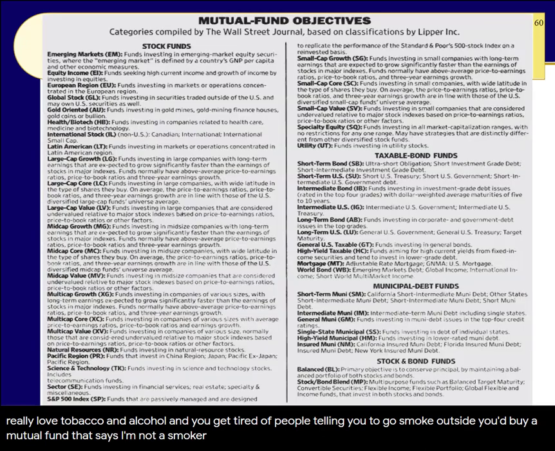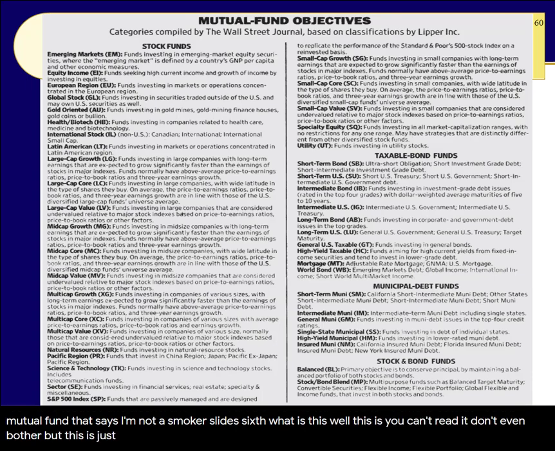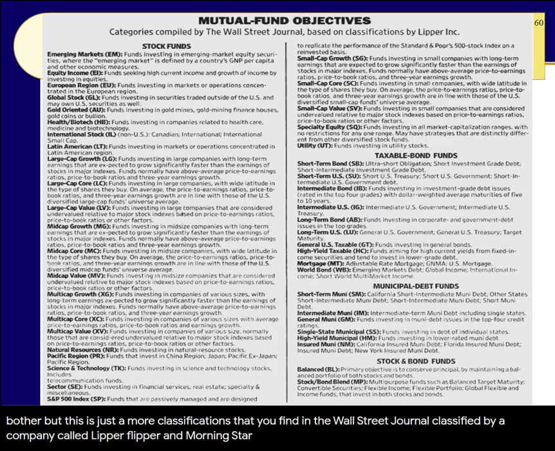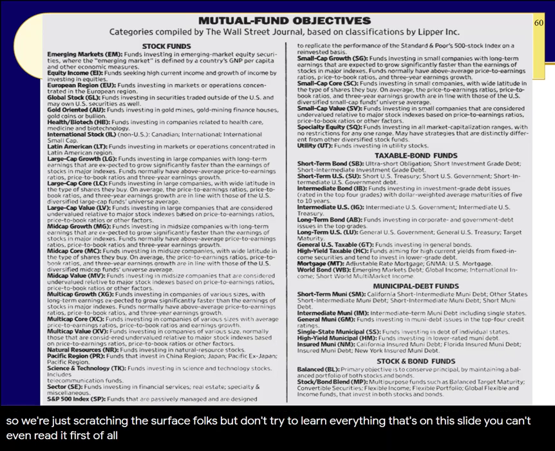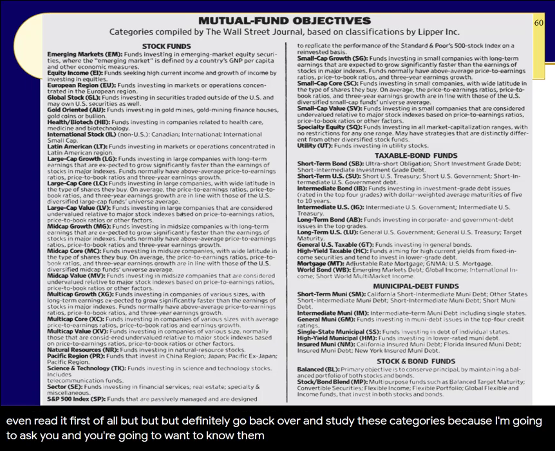Slide 60. What is this? Well, you can't read it, don't even bother. But this is just a list of more classifications that you find in the Wall Street Journal, classified by a company called Lipper. Lipper and Morningstar are two of the big companies that research mutual funds. So we're just scratching the surface, folks. But don't try to learn everything that's on this slide. You can't even read it, first of all. But definitely go back over and study these categories, because I'm going to ask you, and you're going to want to know them, if only because you're the investment guru for your friends and families.